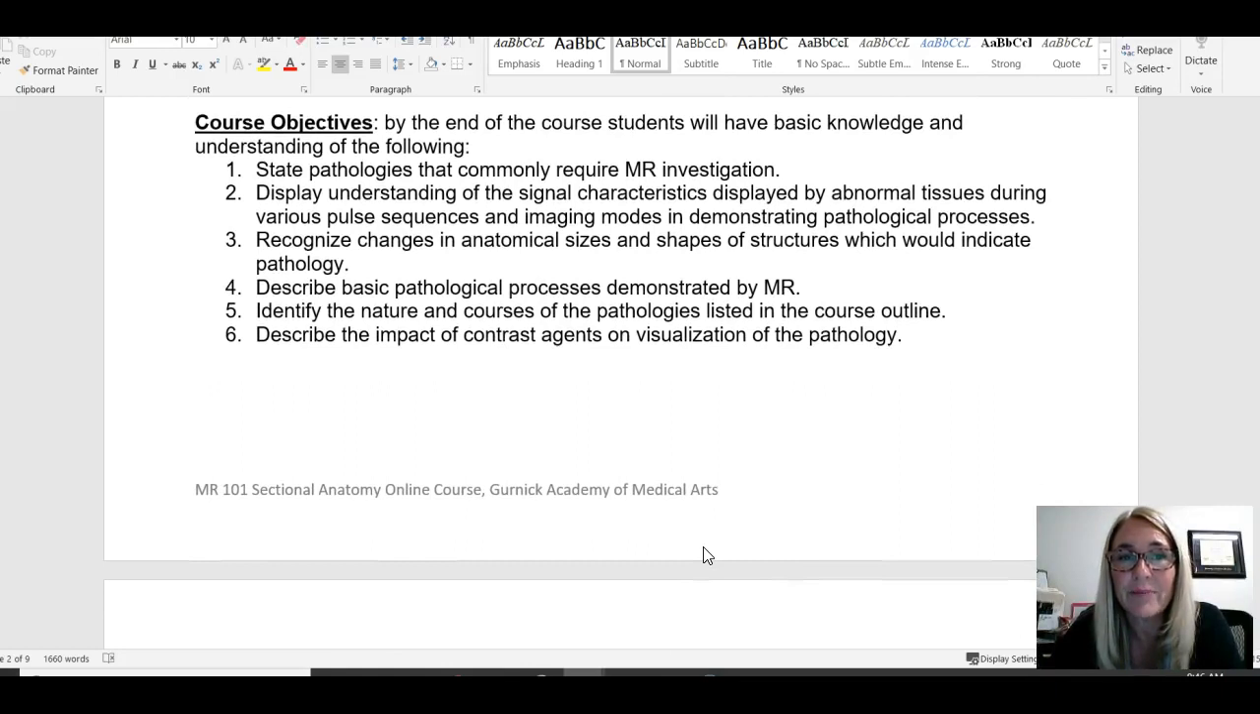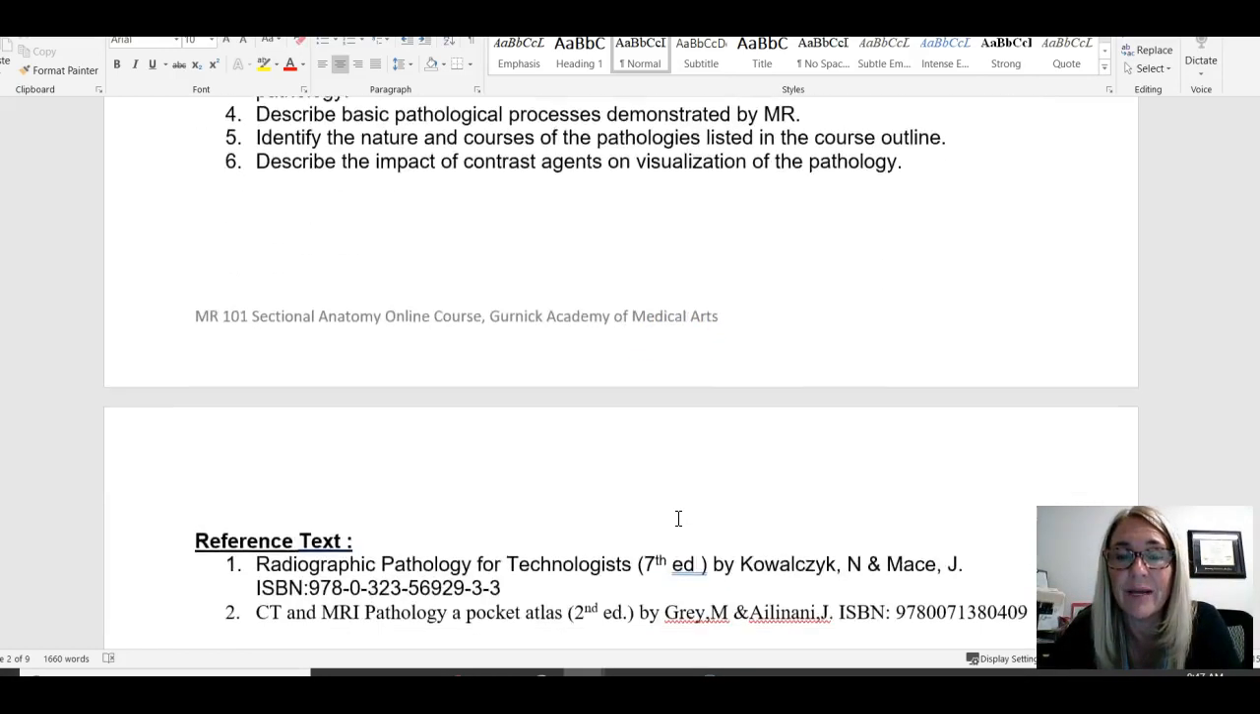You're going to state pathologies commonly requiring MRI. This displays understanding of signal characteristics displayed by abnormal tissues during various pulse sequences and imaging modes. You are also going to take a look at X-ray, ultrasound, nuke med, and CT and find their strengths and weaknesses. In addition, you're going to recognize changes in anatomical size and shape of structures, which could indicate pathology. Really important when you're scanning to be constantly looking for pathologies. You're going to describe pathological process, and you're going to identify the nature and course of pathologies. You're going to describe the impact of contrast agents in visualizing pathologies.